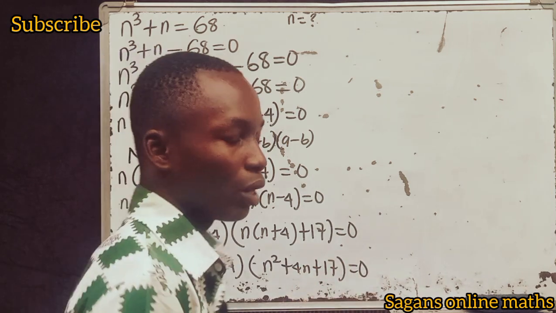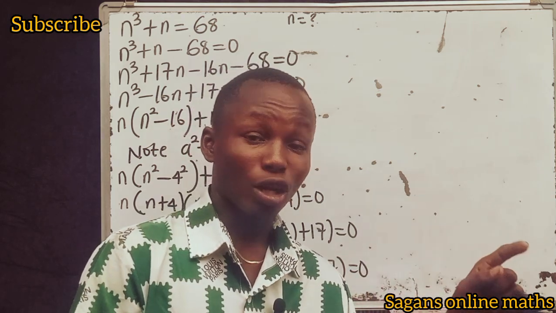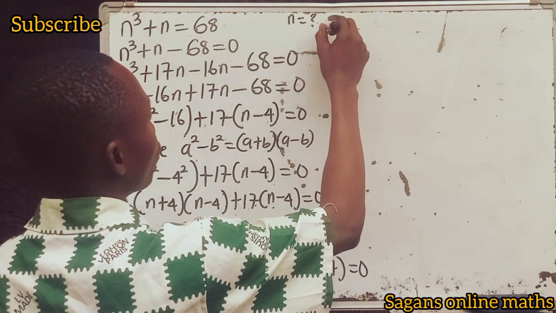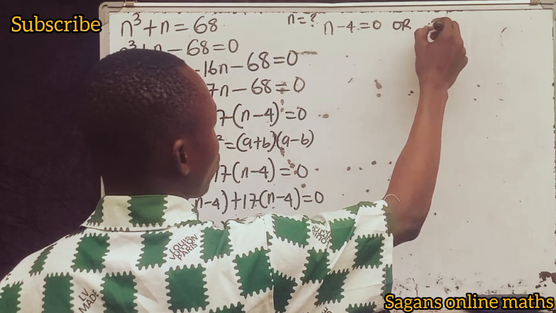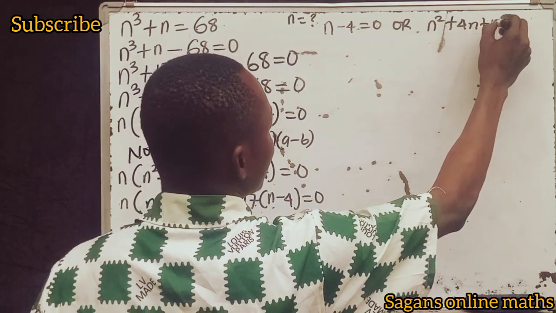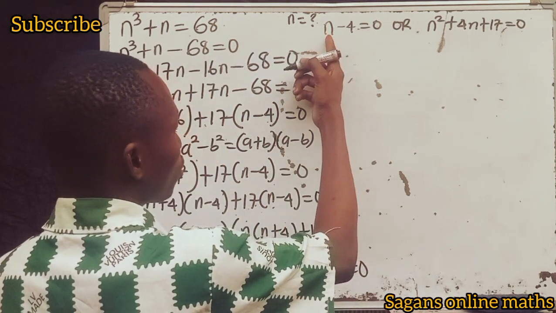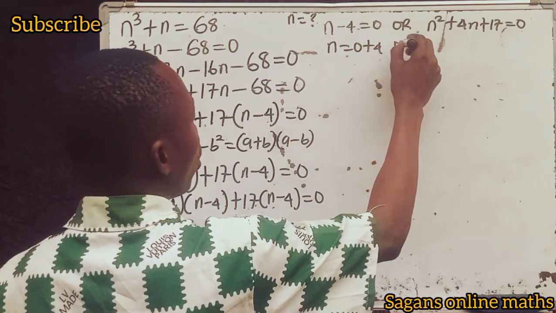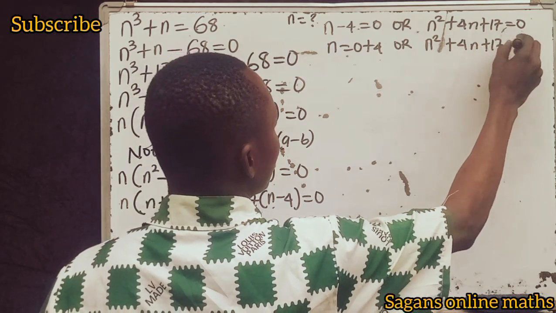Remember, when the product of two terms equals 0, it means that each of the parentheses equals 0, or both of them equal 0. So from here, you can see that n minus 4 equals 0, or n squared plus 4n plus 17 equals 0. Now let's solve for the value of n. That means we have to add 4 to both sides, right? That means n equals 0 plus 4, or n squared plus 4n plus 17 equals 0.